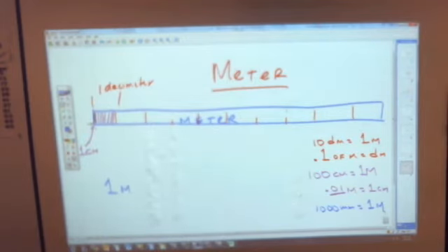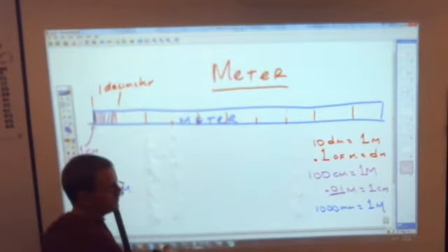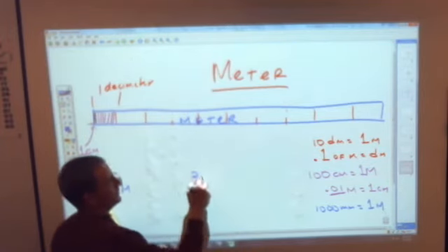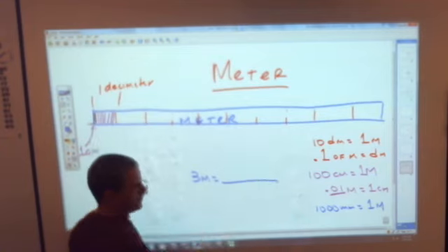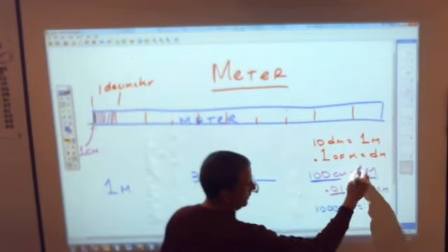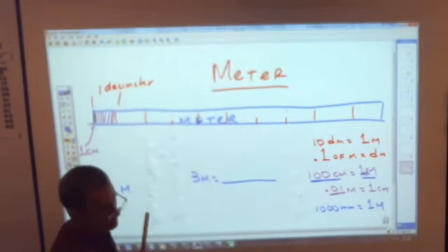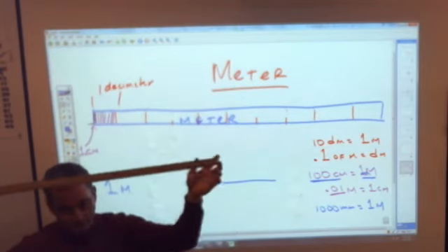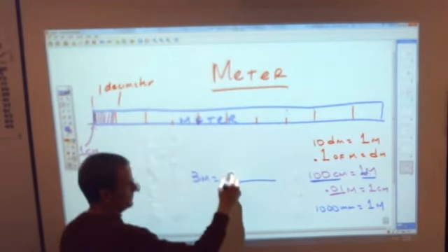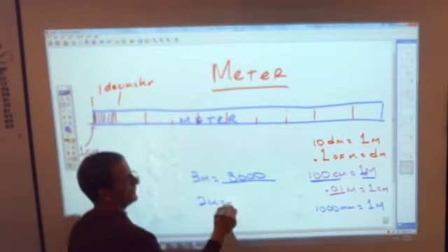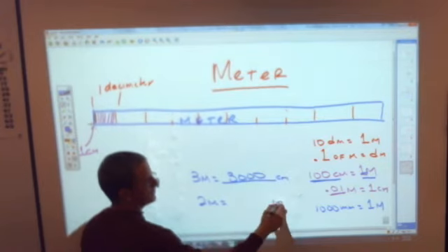But see, the nice thing is this: you're either multiplying by 10s or dividing by 10s. So if you have 3 meters, and I asked you how many centimeters that is, if you know that there are 100 centimeters for every 1 meter, if I put 3 of these together, how many centimeters is that? That's 300. Or 2 meters would be how many millimeters?